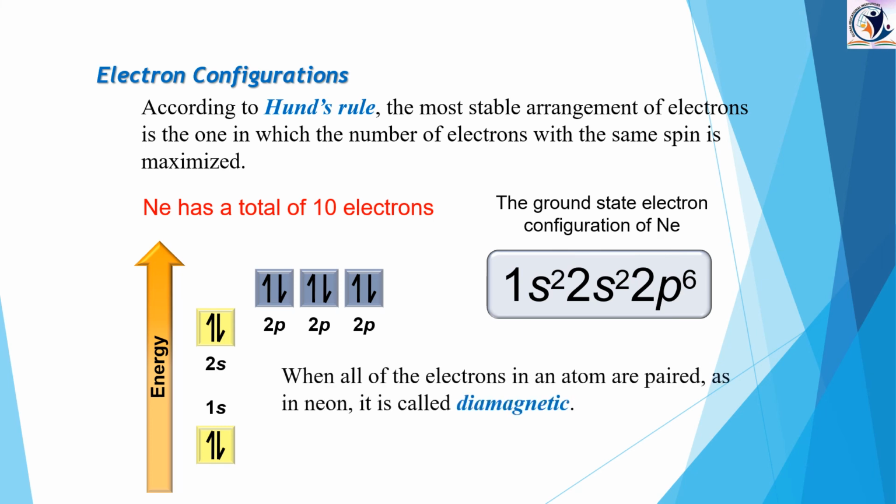When all the electrons in an atom are paired, as in neon, it is called a diamagnetic substance. Diamagnetic substance means it is completely filled with electrons. Dia means there are 2 electrons exactly, completely filled in the degenerate orbitals. Okay, right? I hope you understood.